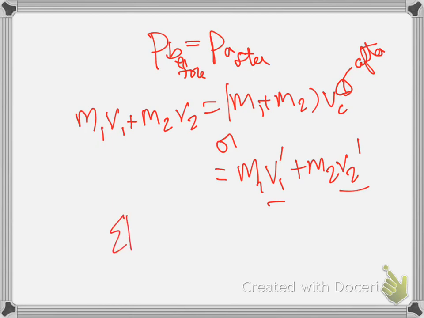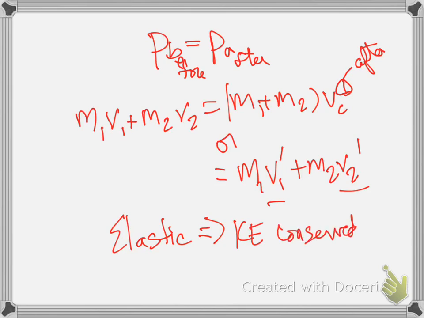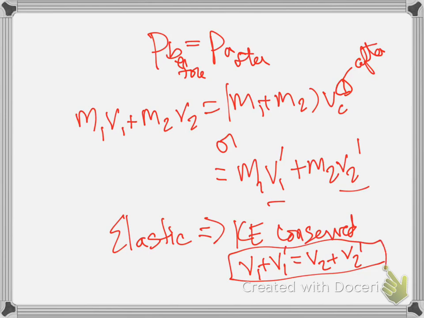In class, we talked about an elastic collision. I'm not sure that's going to make it on there. That just means that the KE is conserved. And that gives you an extra equation to use. I think it's V1 plus V1 prime equals V2 plus V2 prime is the shortcut for that. That's helpful, but I don't know that you're going to have to definitely use that tomorrow.